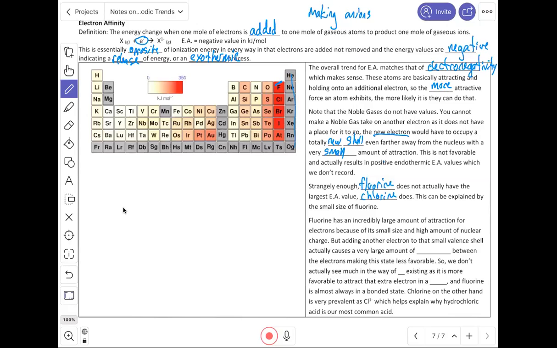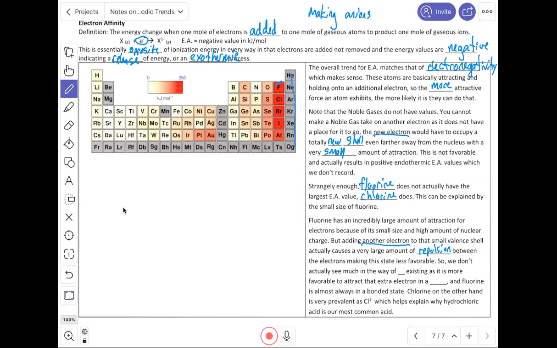If fluorine is going to take on another electron, because it's so small, when you shove this additional electron in, it actually creates a lot of repulsion because the electrons are too close together in that valence shell. And while it will do it, it doesn't like it as much. It would much rather just attract bonded electrons than actually take on full electrons on its own.